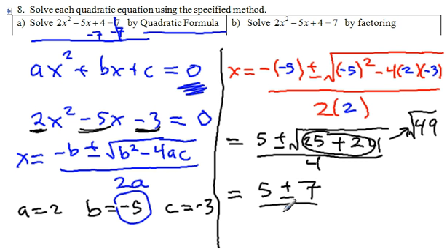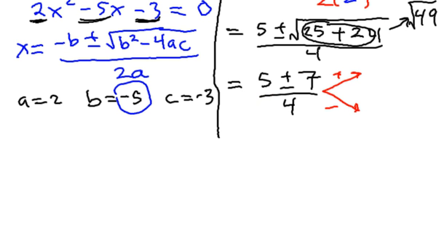Then all over 4. So at this point, you've got to branch off into 2 possibilities. Either the answer could be something plus 7 or something minus 7. Let me scroll down to give us more space for this problem. Alright, that's better.